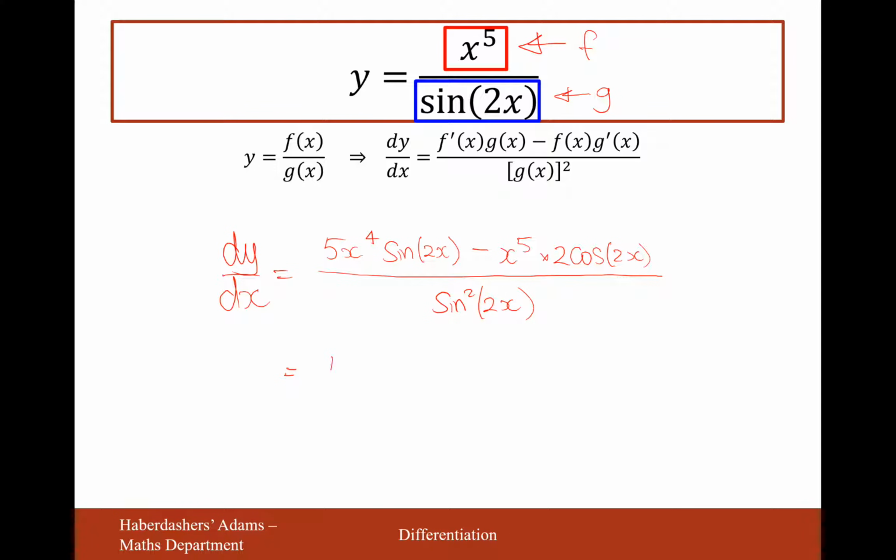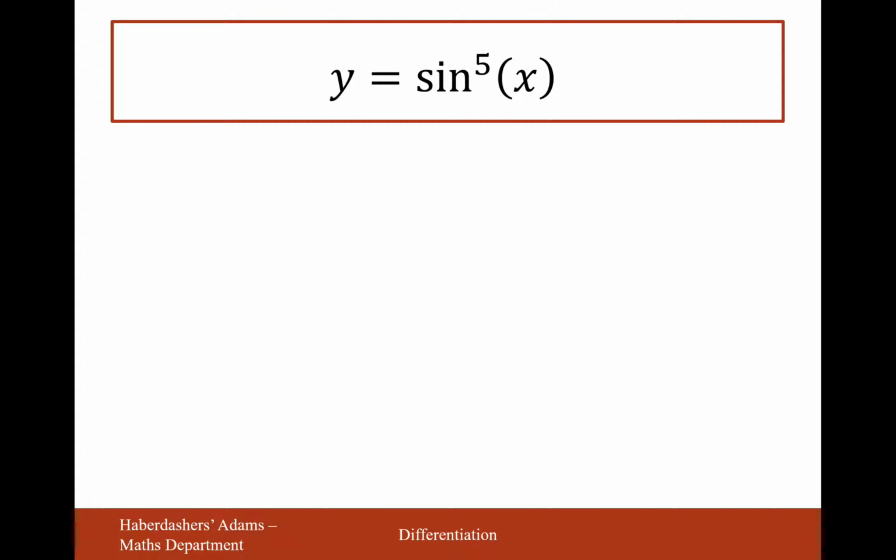Let's just tidy this up. It's going to be 5x to the 4 sine 2x minus 2x to the 5 cos 2x, all over sine squared 2x. And there we are, that's the answer. Moving on to the next one.